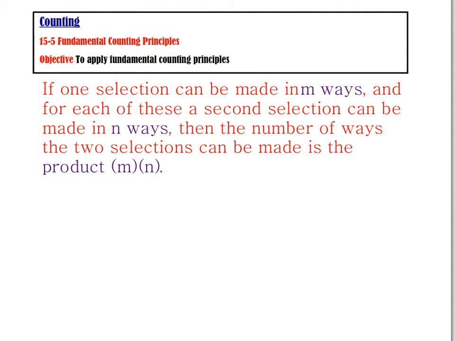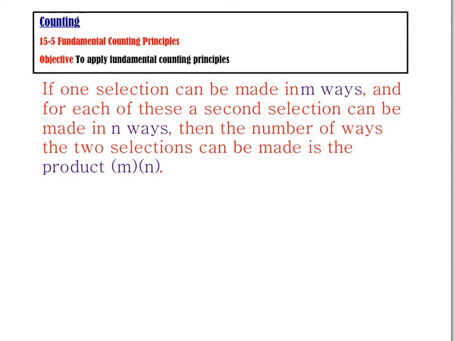Lesson 15.5 is about fundamental counting principles. So our objective is just to apply fundamental counting principles, which says if one selection can be made in m ways, and for each of these a second selection can be made in n ways, the number of ways the two selections can be made is the product m times n.